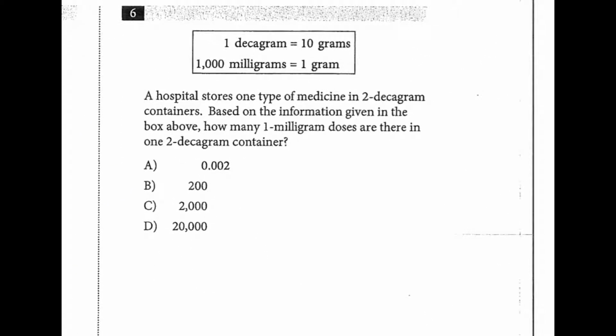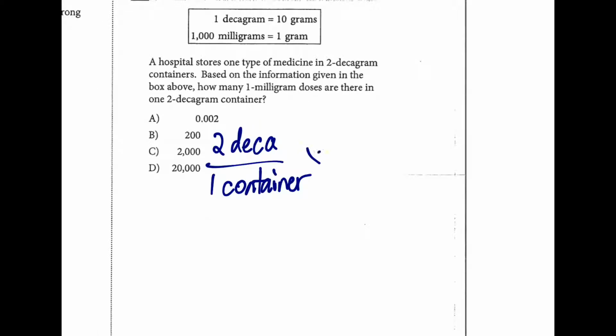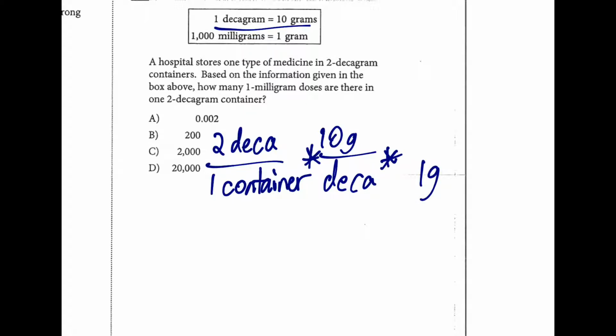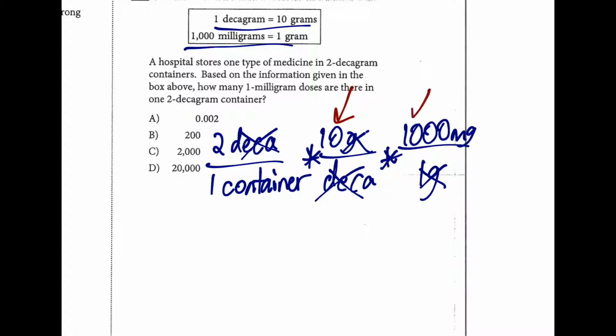Number 6, converting units. If we start with 2 decagrams in one container, we want to cancel out decagrams, so we'll put it on the bottom of this fraction. In our conversion, it's equal to 10 grams. Then we want to cancel out grams, so we put 1 gram on the bottom. And we use our second conversion and put 1,000 mg. If we're tracking our units, grams cancel out, decagrams cancel out, and across the top I have 2 times 10 times 1,000, which means I add 1, 2, 3, 4 zeros, giving me 20,000.